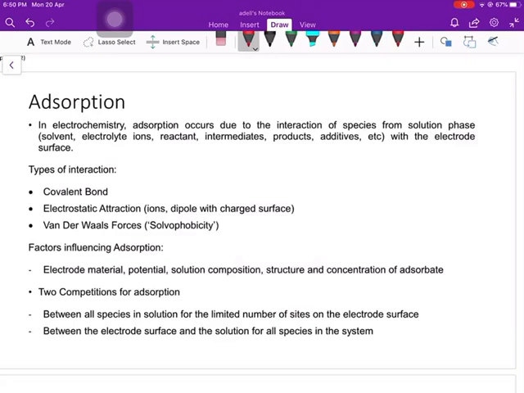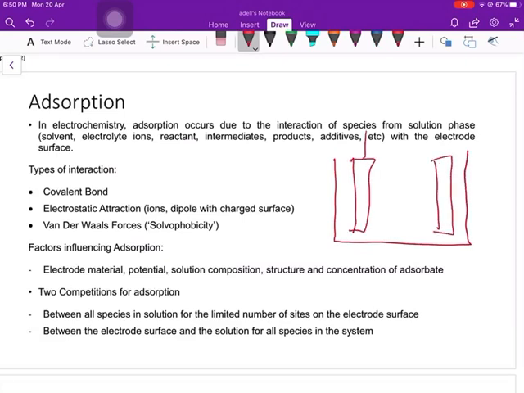In electrochemistry, the adsorption process occurs due to the interaction of species from the solution phase with the electrode surface. Let's say we have two electrodes, one is the anode, another one is the cathode. The solution contains the species to be oxidized at the anode or to be reduced at the cathode.